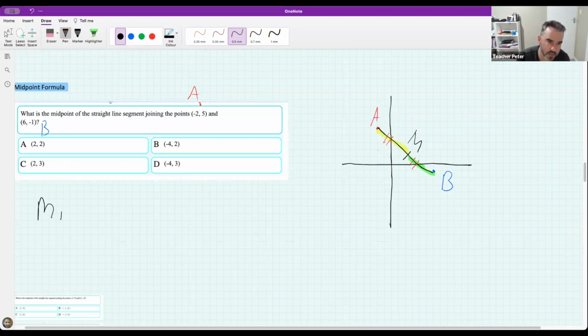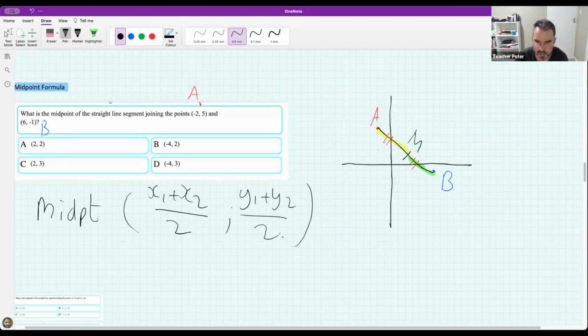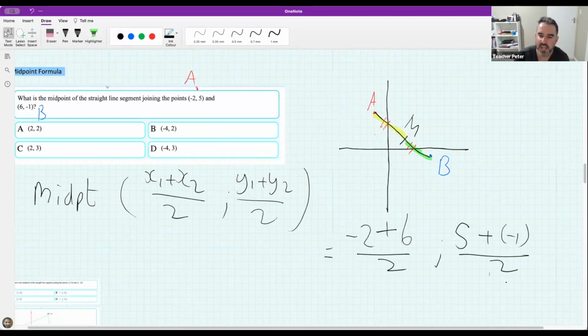Well, it's as simple as this. We say, what is the first x coordinate? And we add it to the second one and we divide by 2. What is the first y coordinate? What is the second y coordinate? Divided by 2. So how does that work in this situation? The first x coordinate is -2. Then I'm going to add 6 and divide by 2. The first y coordinate is 5. I'm going to add -1, and then divide that by 2. And that is going to give me M, my midpoint.